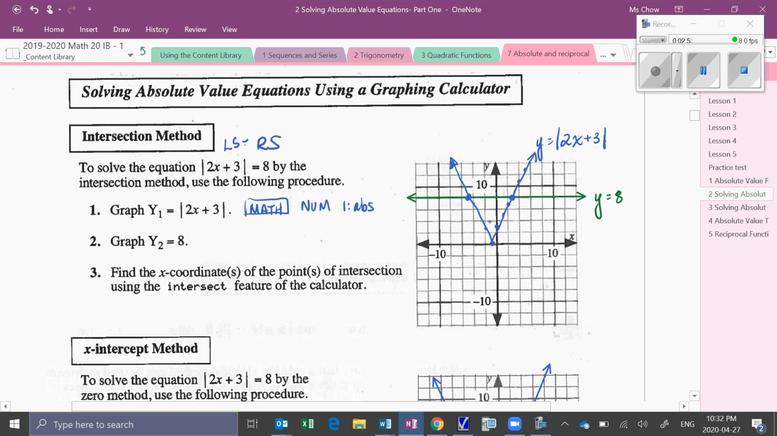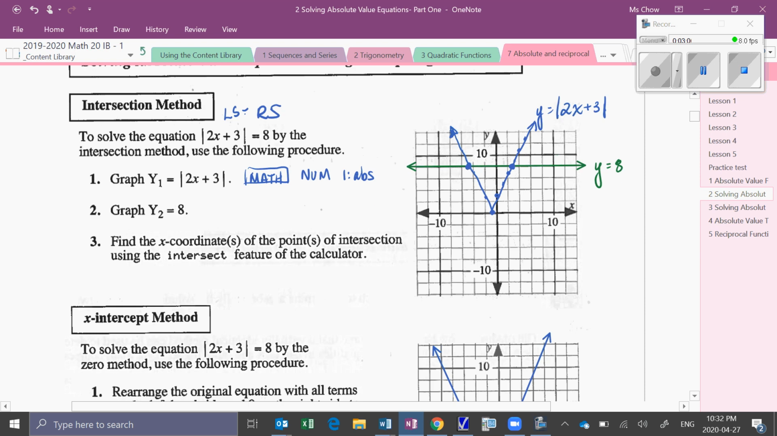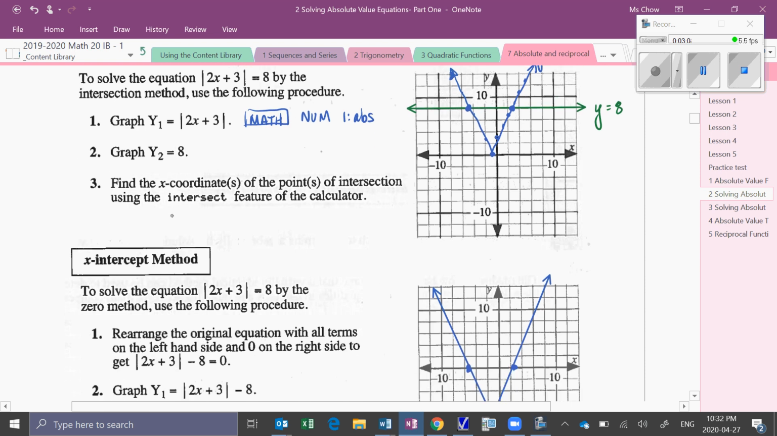So now that we've got those graphed, we can use the intersect feature. Second, calculate, intersect, which is the fifth option on your TI calculator, and we would find that our x values are negative 11/2 and 5/2. Of course, I'm not interested in the y values because my equation itself is just to solve for x.